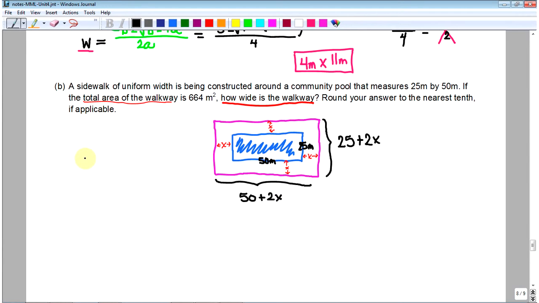So now we can get some expressions for our area. So the area of the big rectangle will still follow our length times width formula. So we'll have 50 plus 2x times 25 plus 2x.